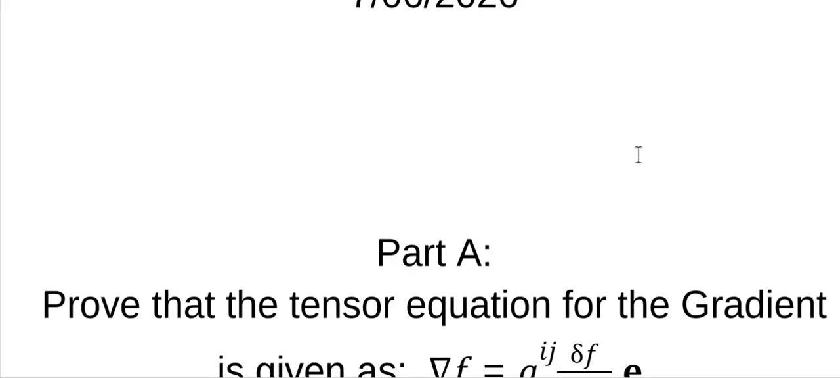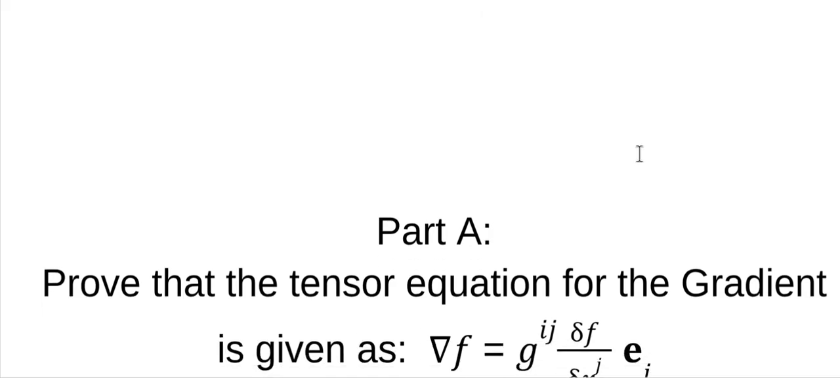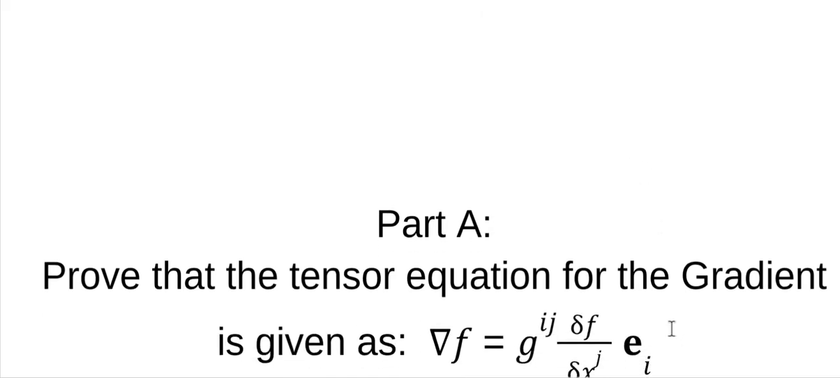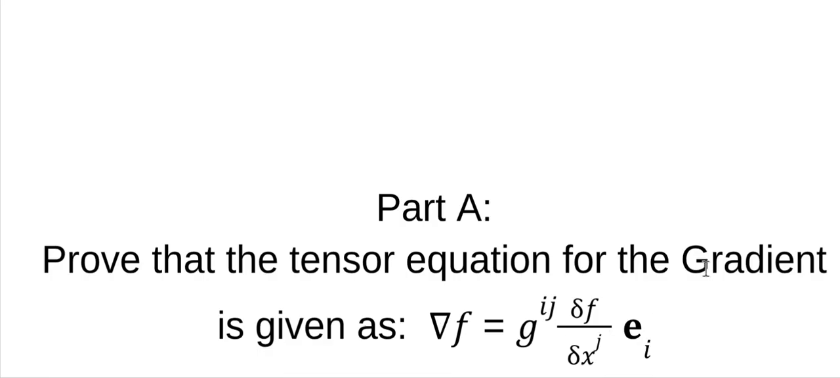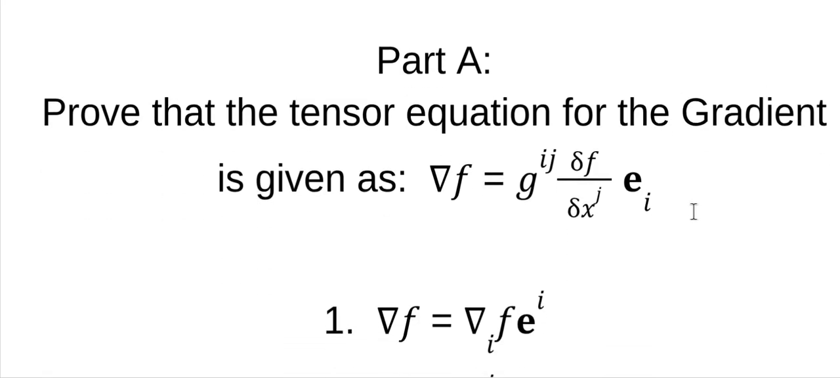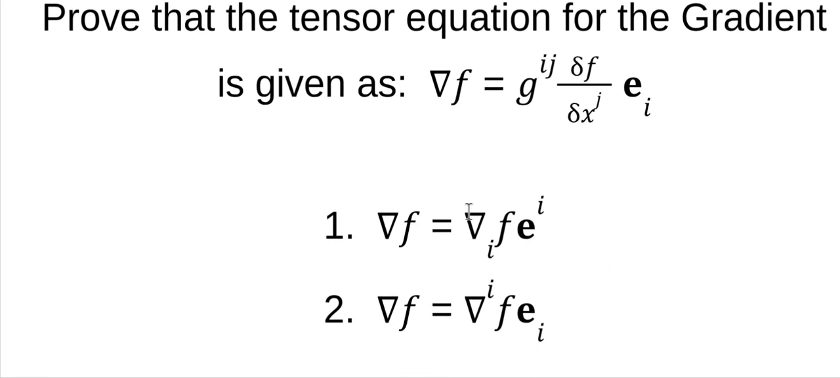Okay, here it is. Prove that the tensor equation for the gradient is given as this. Okay, here's what we had to work with. So we had the covariant derivative, which we like, and a covector basis, which we don't want, or we had a contravariant derivative, whatever that is, with a vector basis. So the problem was put this with this.